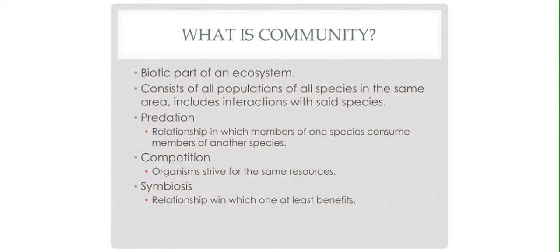All right, let's start talking about what a community is. A community is the biotic part of an ecosystem. All things that consist of living organisms, everything that's living, is a part of a community. This consists of all populations of all the species in the same area. So we're not just talking about one specific type of species. We are talking about all species and the interactions they have with one another.